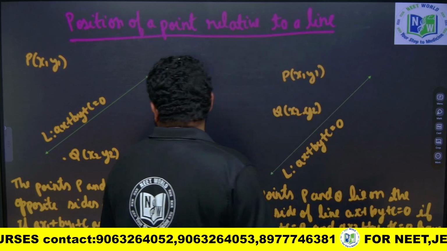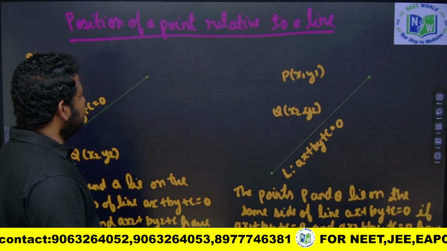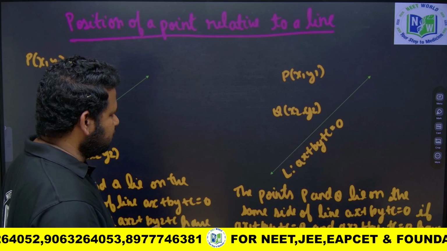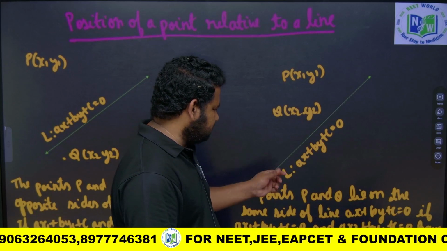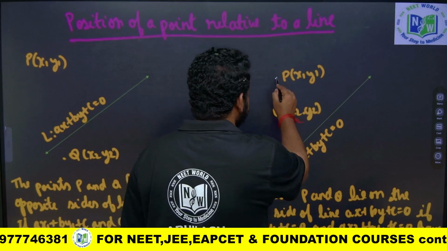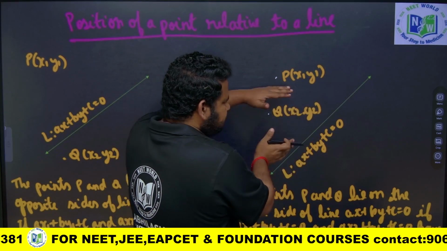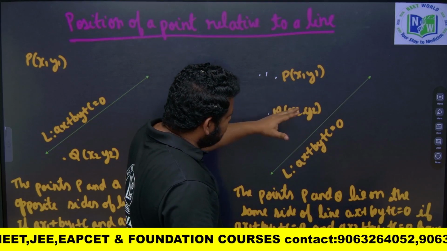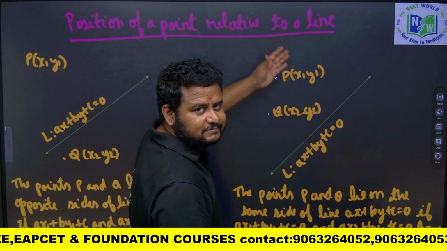Okay, now they are asking another concept, position of a point with respect to a line. Here you must be knowing one thing. Suppose the line given is ax plus by plus c is equal to 0, and there are 2 points P and Q. They are towards the same side of the line. See, you can observe here P and Q are on the upper side. That is, they are towards the same side of the line.